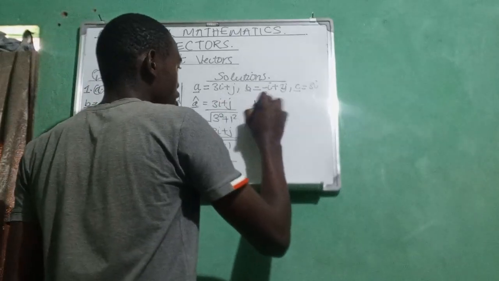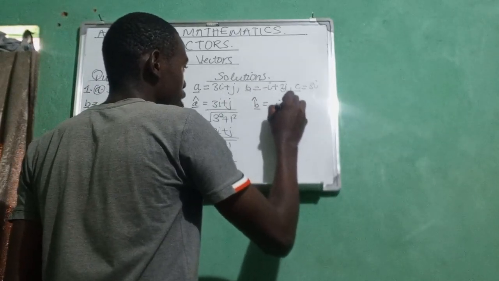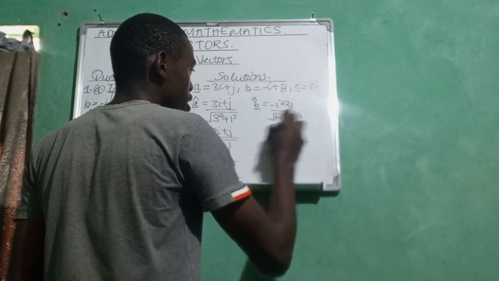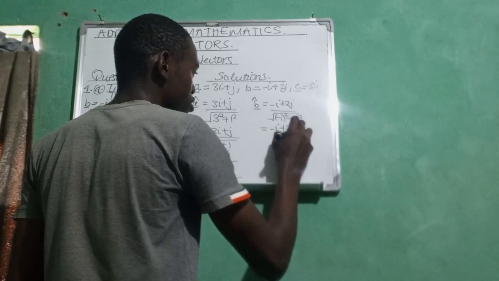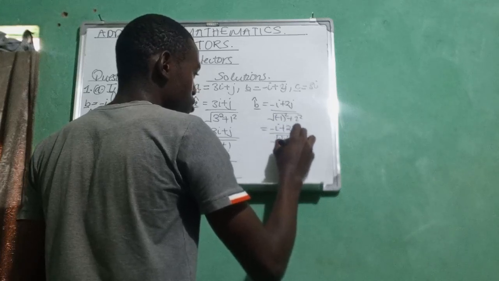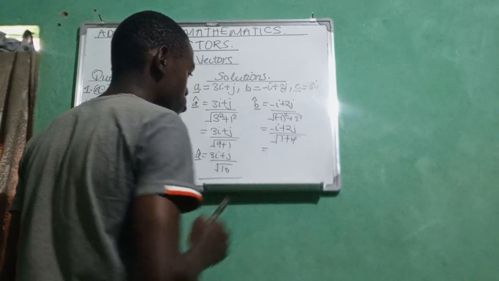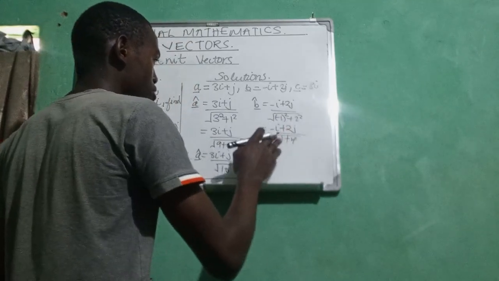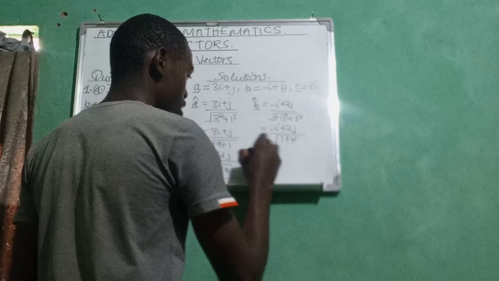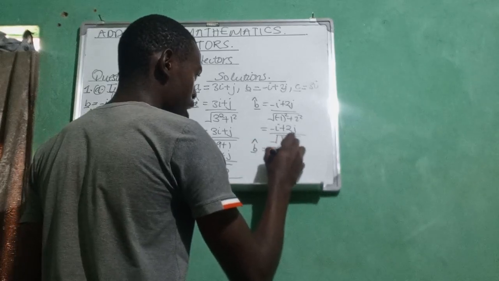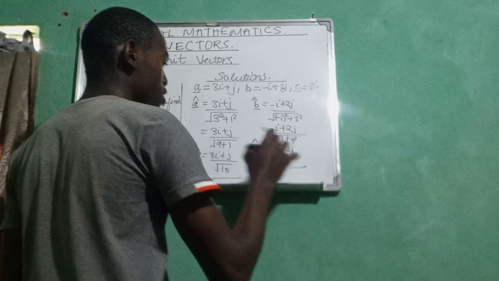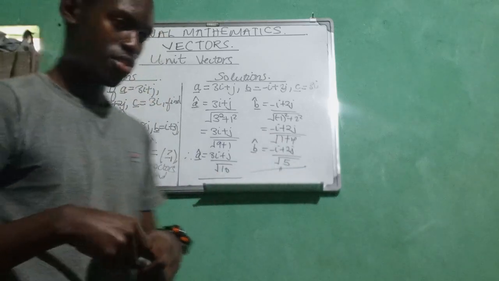Then B hat is equal to negative i plus 2j. You divide by the square root of negative 1 squared plus 2 squared. This is negative i plus 2j. You divide by the square root of negative 1 squared is 1, 2 squared is 4. This would be equal to, of course, since we have simplified like that, B hat is equal to negative i plus 2j divided by square root of 5. That's your final answer. That's how you write unit vectors.